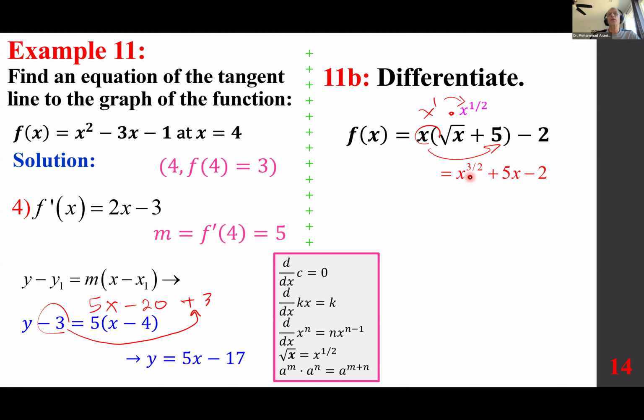This is 5x. So we have x to the power of 3/2 plus 5x minus 2. And to differentiate this, we get 3/2 x to the power of 3/2 minus 1, which is 1/2. And this is, of course, 5. We put it back in the same format. Recall square root of x is x to the power of 1/2. So 3/2 square root of x plus 5 is the final answer.